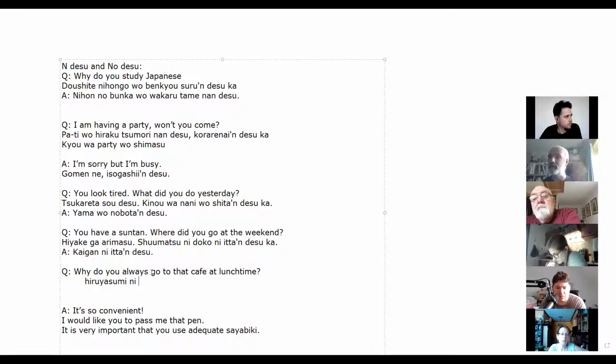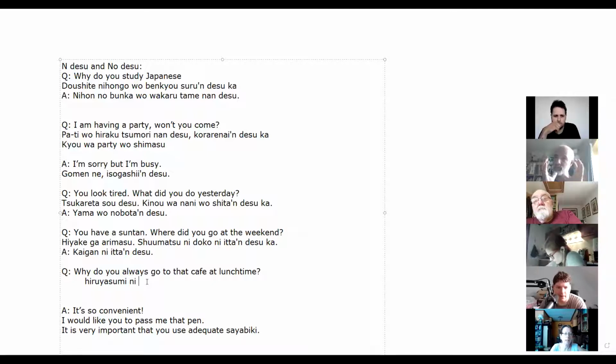Roger-san. Sorry, before we go any further, we don't need to worry about Roger. You're looking at Roger, so you know that you're talking about him. So it's going to be, you always go to that cafe at lunchtime. Sorry, you go to that cafe at lunchtime. So hiruyasumi ni, at lunchtime. Ita nandes. That's the word. No. We're going too fast. I just want the question first.